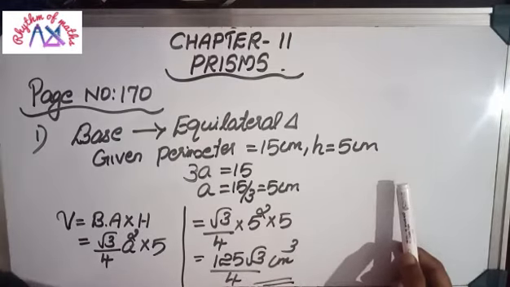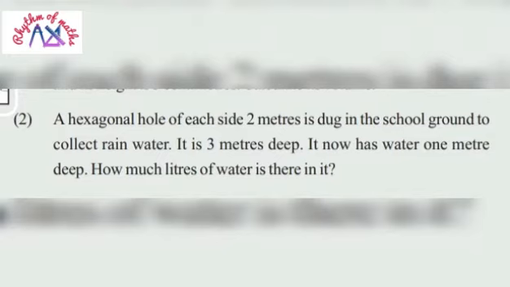Now let's move on to the second question. The question is: a hexagonal hole of each side 2 meter is dug in the school ground to collect rainwater. It is 3 meter deep. It now has water 1 meter deep. How many liters of water are there in it?